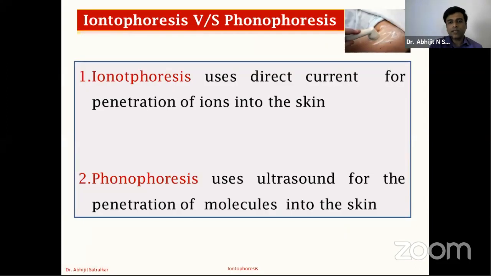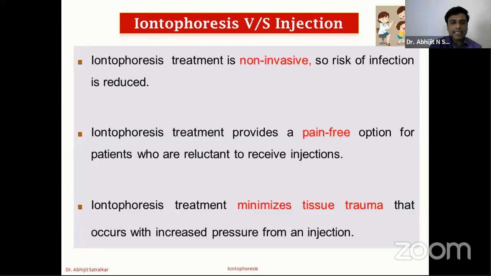Now, if we compare with phonophoresis, you are aware that phonophoresis is again use of a drug using ultrasound. Iontophoresis over here uses a direct current for the penetration of ions, while phonophoresis uses ultrasound for penetration of molecules inside the skin. If we compare it with injection, iontophoresis treatment is non-invasive, so risk of infection is reduced. Iontophoresis treatment provides a pain-free option for the patients who are reluctant to receive injections. And it minimizes tissue trauma that occurs with increased pressure from an injection.